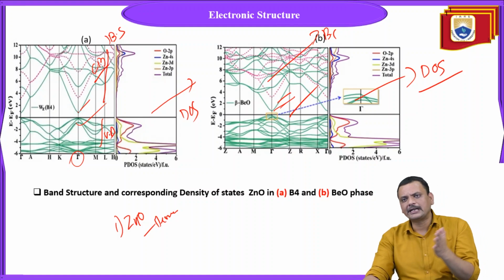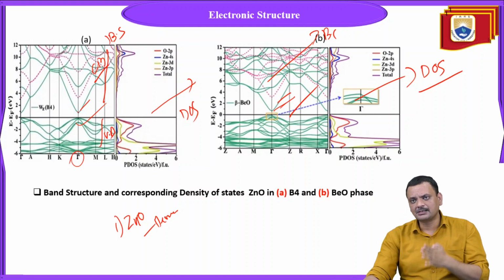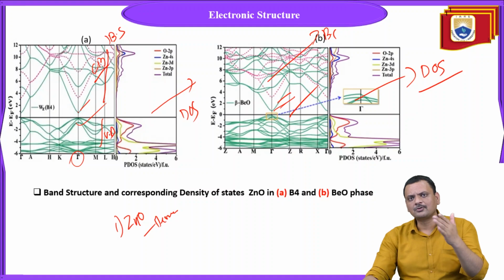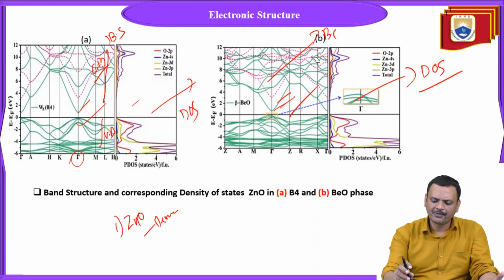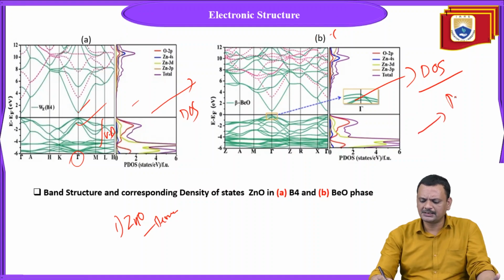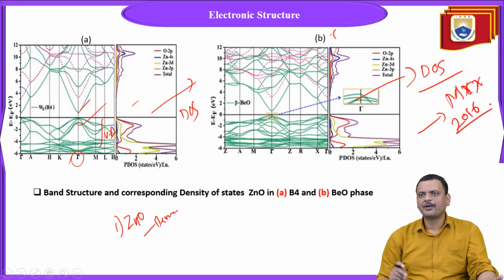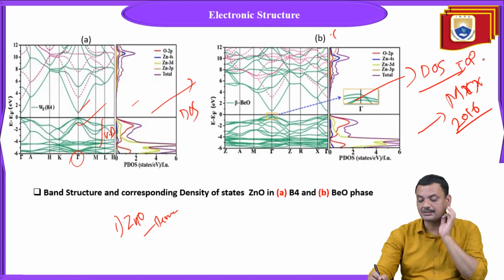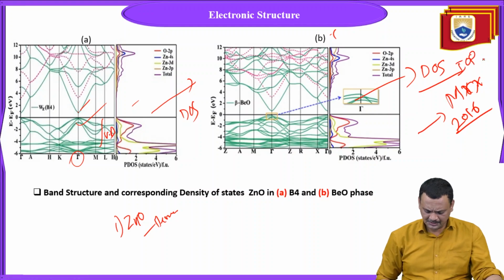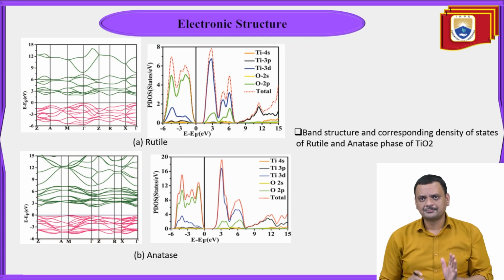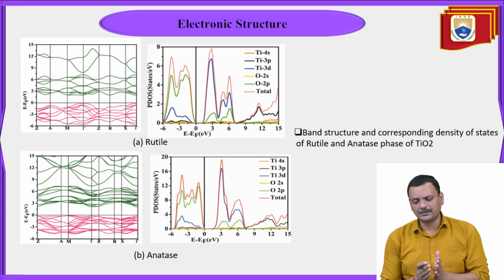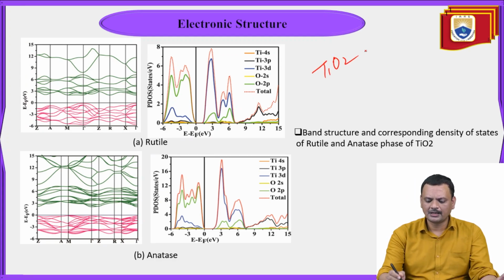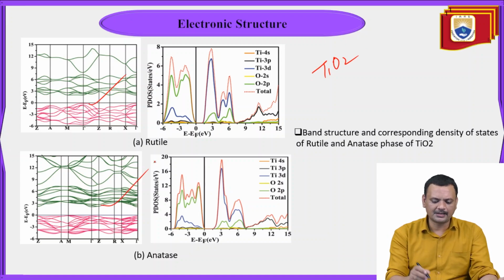I have calculated the effective masses of holes and electrons for those materials also. This paper was published in MRX in 2016, Materials Research Express, IOP Publishing, Bristol, London. Now, the same thing I have to do for titanium dioxide: the band structure and corresponding density of states for rutile and anatase TiO2.